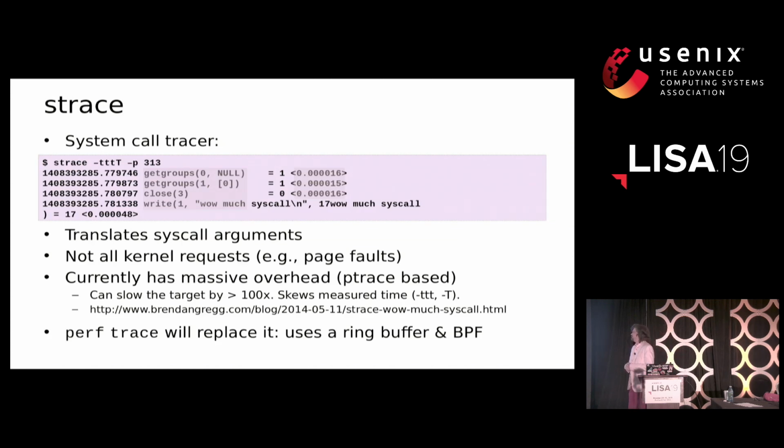Strace. I don't mind strace in that it's got a lot of translations from syscalls to arguments and mappings. The current implementation slows performance massively. Strace can slow down the target by 100x or 1000x, and that's because it sets breakpoints on syscall entry and return. We've been writing much faster versions using BPF, which I'll get to later.